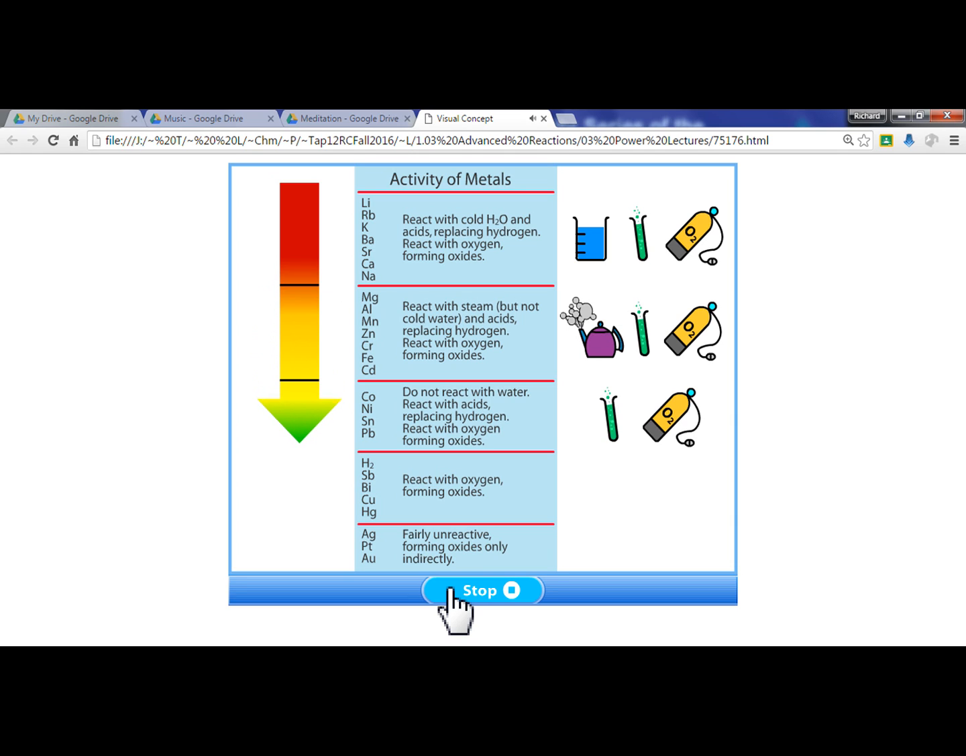Some heavier metals will react with acids and oxygen but are unreactive to any sort of water. Other heavier metals will react with oxygen but are inert to acids and water. A few transition metals, such as gold and silver, are very unreactive.